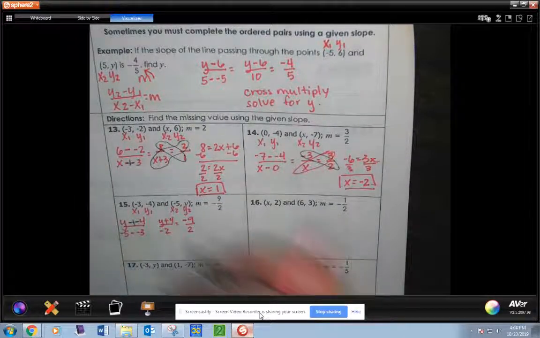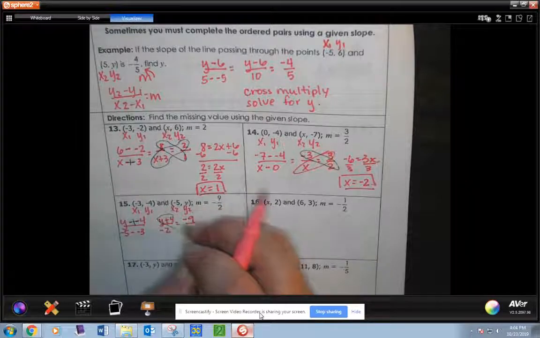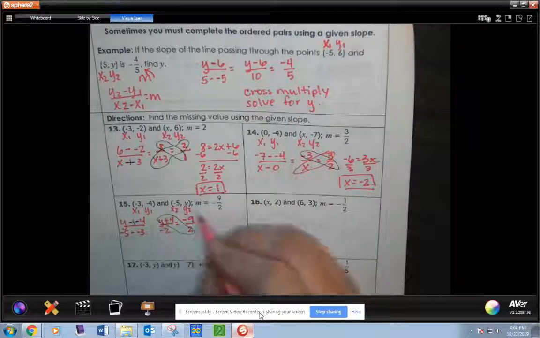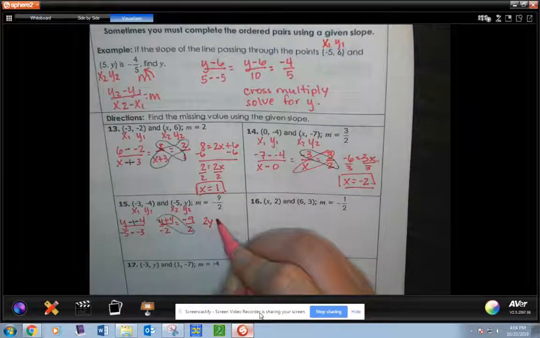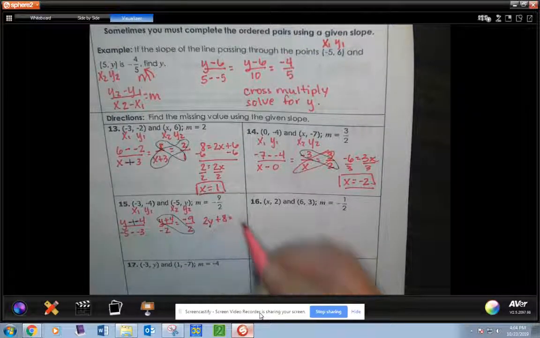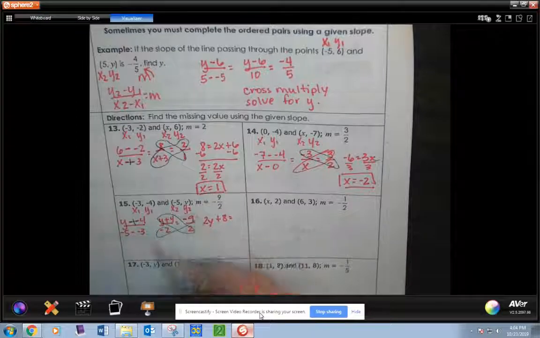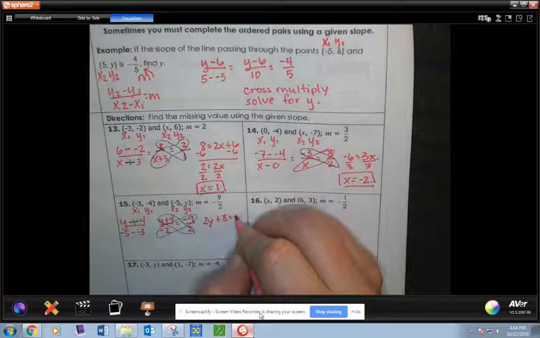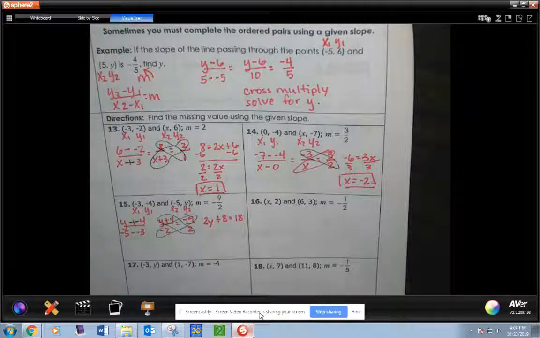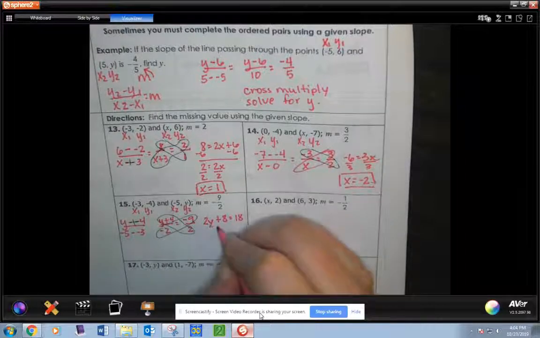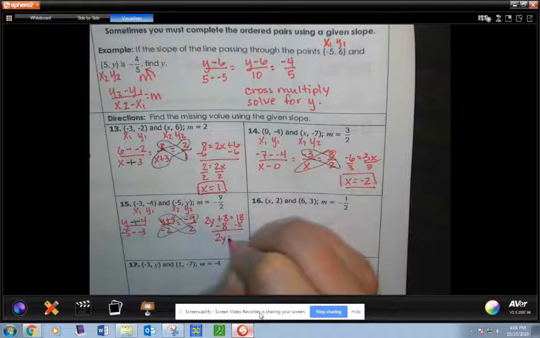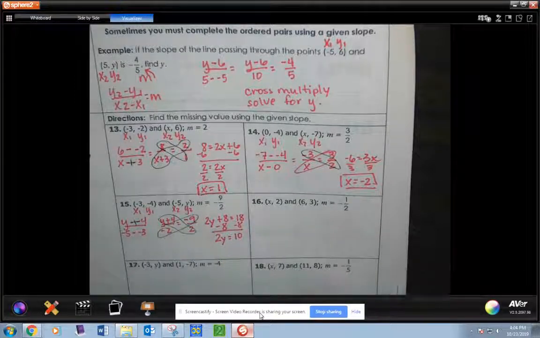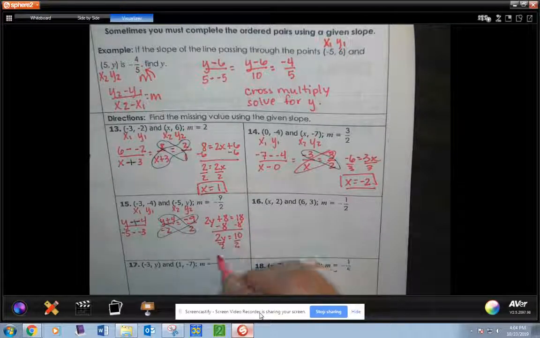Now I just cross multiply. I'm going to take y plus 4 and multiply it by 2. 2 times y is 2y. 4 times 2 is 8. And then negative 2 times negative 9 is 18. Two-step equation. The first thing we're going to do is subtract 8. That gives me 2y equals 10. And then I just have to divide by 2, so y equals 5.